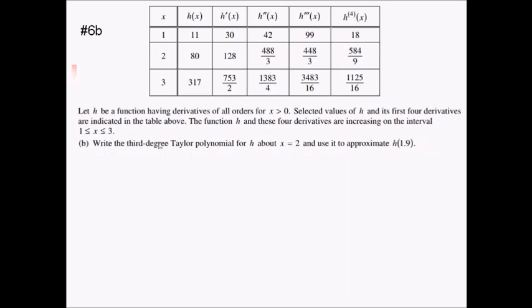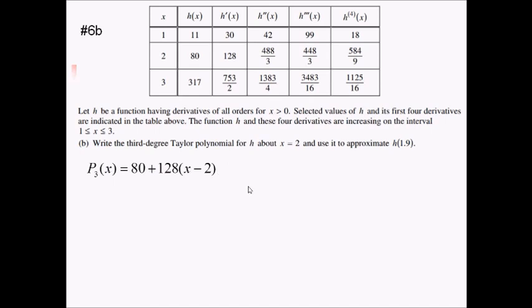For part B, they want us to write the third degree Taylor polynomial for h about x equals 2 and then use it to approximate h of 1.9. So I already had the linear piece of this, which again was 80 plus 128 times x minus 2. That part's not going to change. To get the third degree Taylor polynomial, we're just going to add 2 more terms. So to get the second degree part of this, we need h double prime of 2 times x minus 2 over 2 factorial.